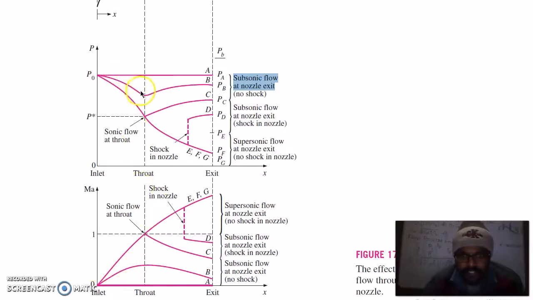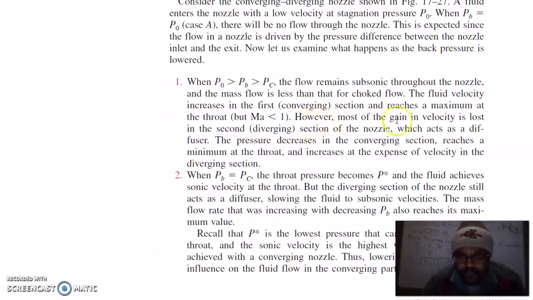So fluid velocity increases, and at the throat section it will start to decrease. You can see here your velocity start to decrease, and this decrease in velocity will increase your pressure further. So here you had a decrease in pressure and increase in velocity, and beyond this point you had an increase in pressure and decrease in velocity. However, most of the gain in velocity is lost in the second diverging section of the nozzle, which acts as a diffuser.